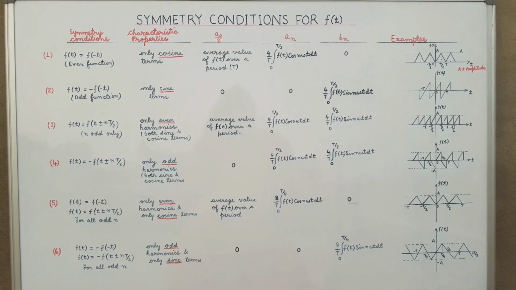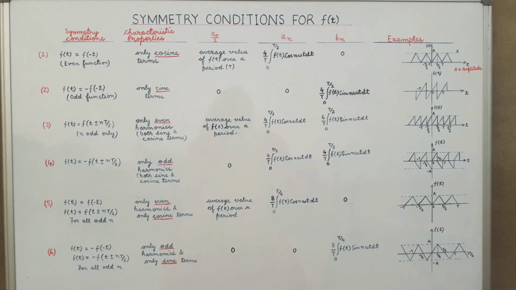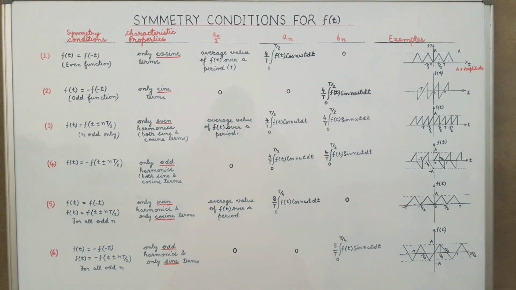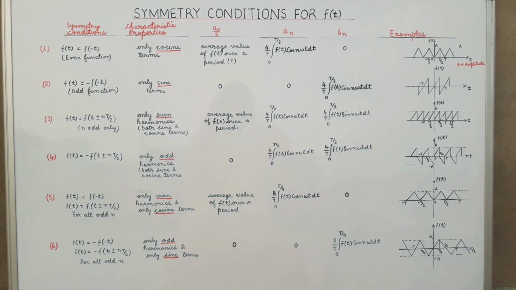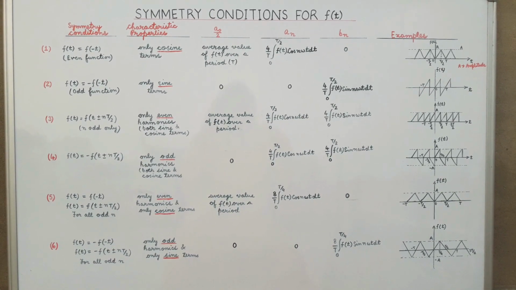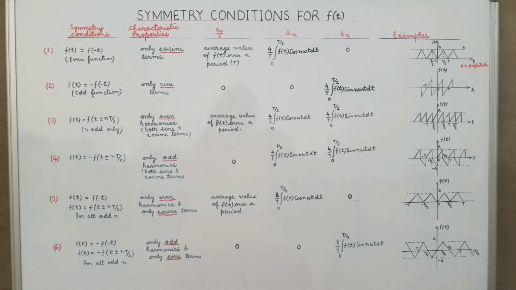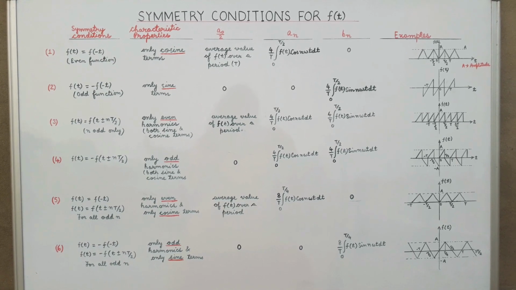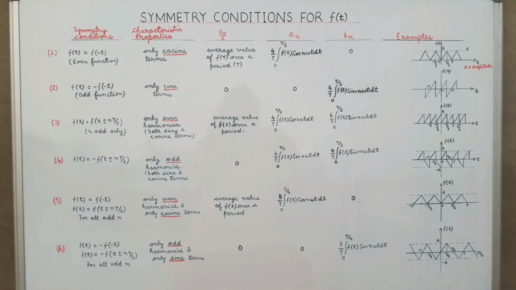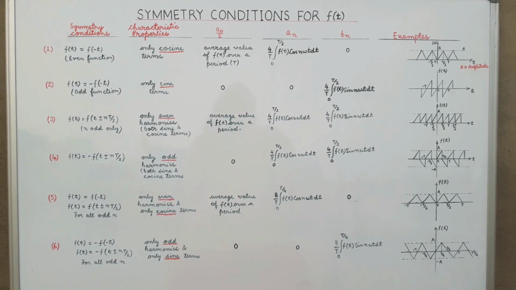From the given symmetry conditions, we can quickly find out the Fourier coefficients which will be present in the Fourier series, and the Fourier coefficients which will be missing in the Fourier series. Let us discuss all these symmetry conditions one by one.